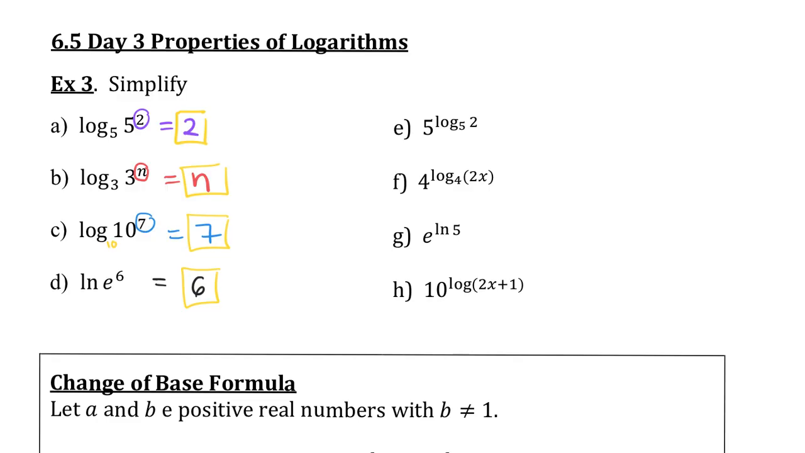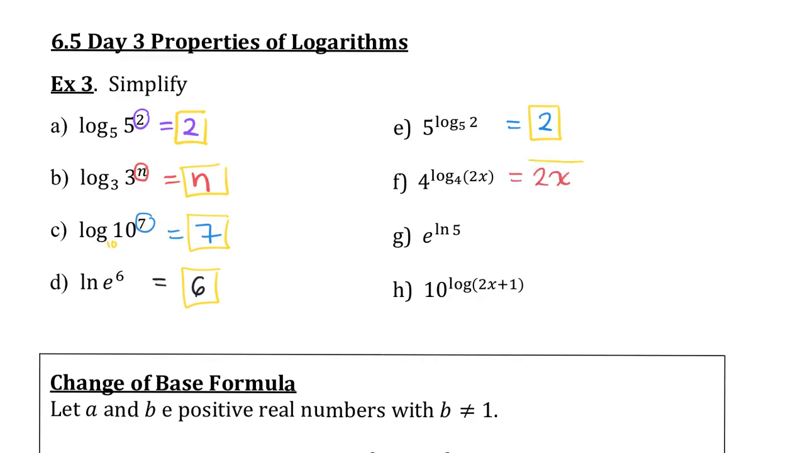Okay, so log and exponents, they kind of cancel each other out. So this one we're not going to do in our head, but we're just going to guess the answer. If I do 5 to the log base 5 of 2, what do you think you end up with? And you just end up with 2, because the exponent and the logarithmic part, they just kind of cancel each other out. So if I do 4 to the log base 4 of 2x, I get the 2x.